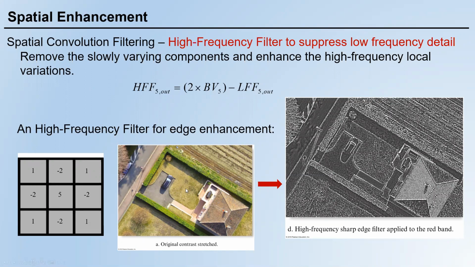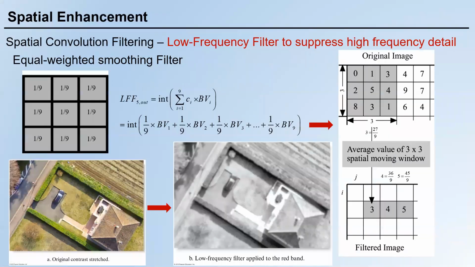And specifically, the red band is assigned red in this image, the green band is assigned green, and the blue band is assigned blue. If we only do HFF for the red band, this is the result. On the other hand, if we do LFF to the red band, again, this is the result.